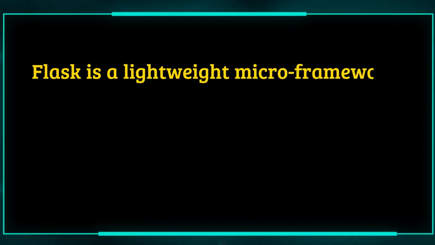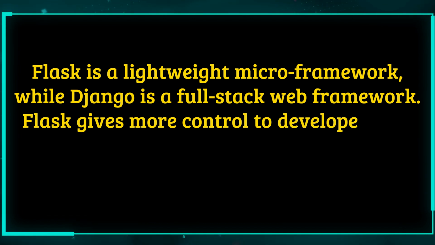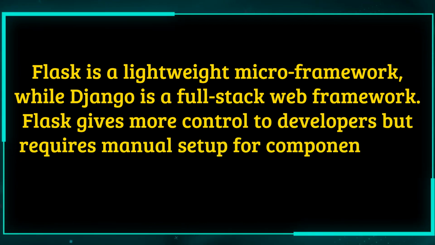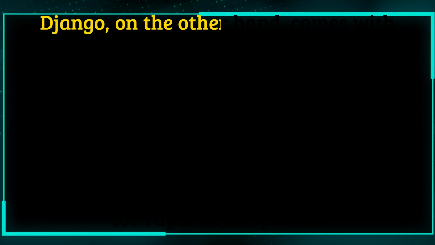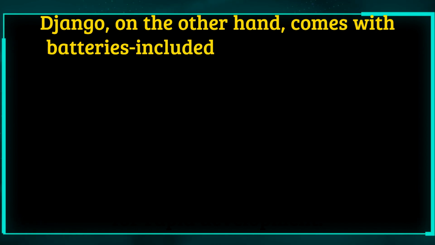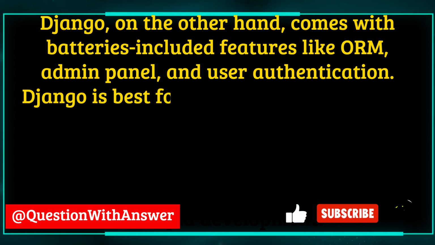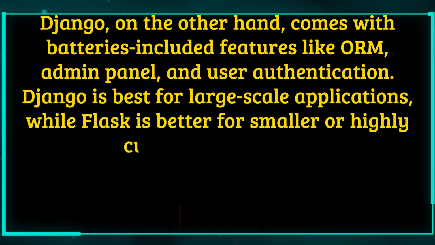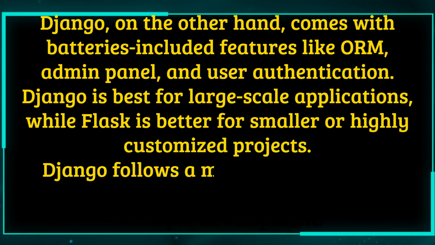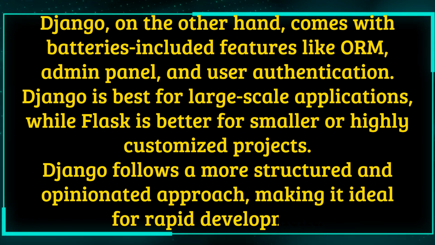Question 2. What is the difference between Flask and Django? Answer. Flask is a lightweight micro-framework, while Django is a full-stack web framework. Flask gives more control to developers but requires manual setup for components like authentication and database integration. Django, on the other hand, comes with batteries included features like ORM, admin panel, and user authentication. Django is best for large-scale applications, while Flask is better for smaller or highly customized projects. Django follows a more structured and opinionated approach, making it ideal for rapid development.